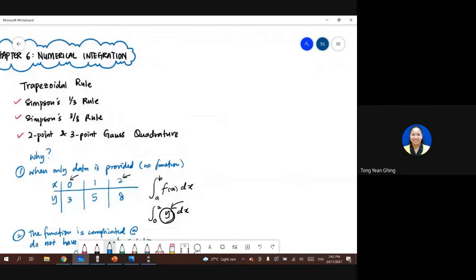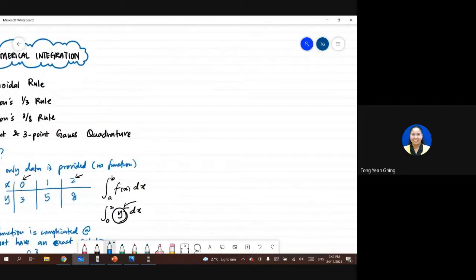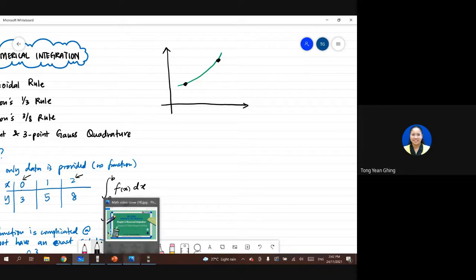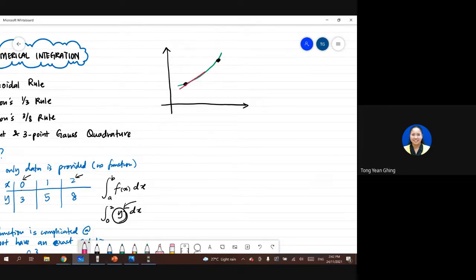So in the last chapter, you learned about differentiation. Differentiation is actually, let's say we have a graph, and we have a point like this, okay? And then we want to find the tangent line. Let's say this is f(x). So we want to find the slope or the gradient of the function. So we do differentiation.